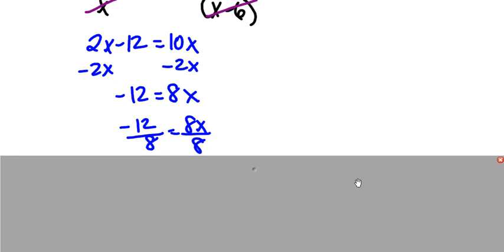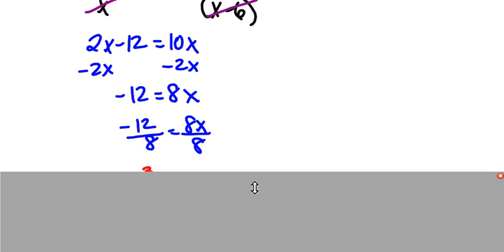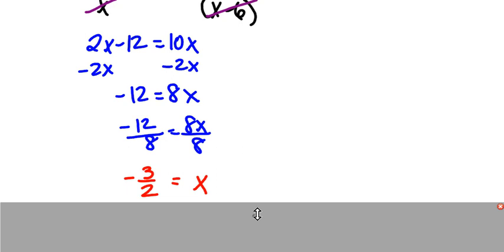and try to always put your answer in the simplest form. So we've got −12/8. We know that 4 is a common factor for each of those numbers. Divide out 4 from each, so we'd have −3/2. Again, to double check that this is truly the correct value, we could substitute it back into the original equation and make sure that it's balanced.